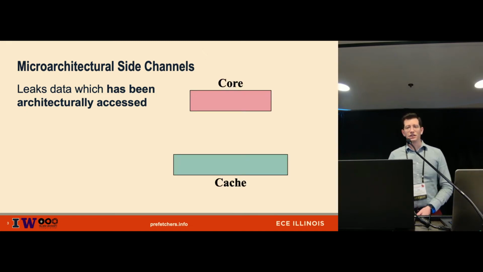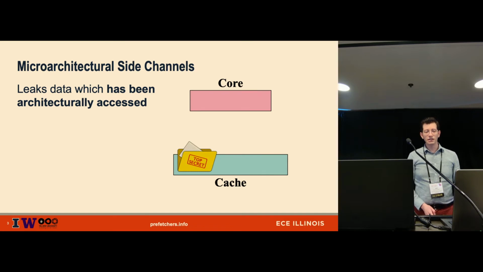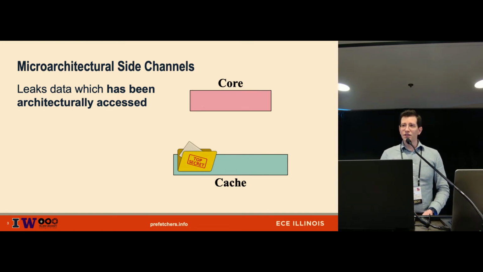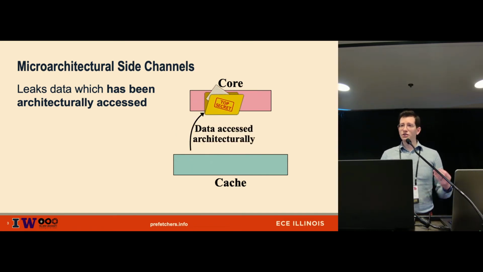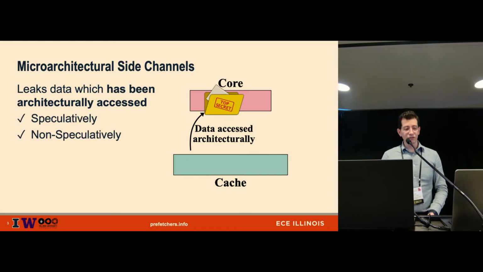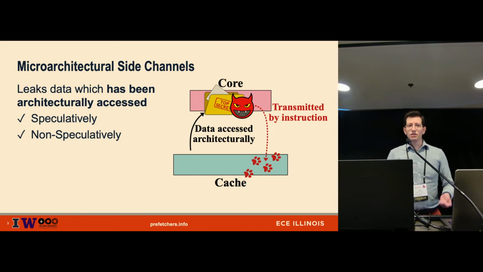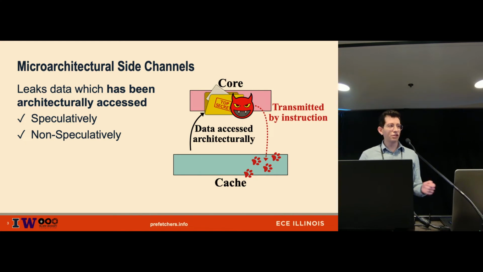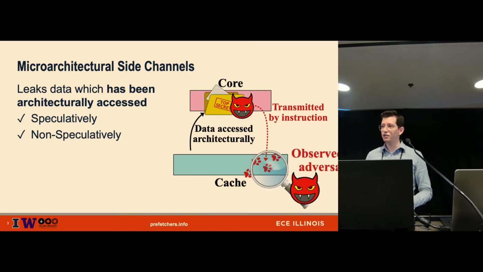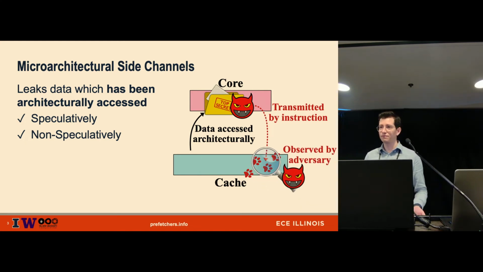Consider a cache side channel attack, where the adversary is targeting this secret. First, the data is going to be read into the core, either speculatively or non-speculatively. And then it's going to be acted on by an instruction. This action is going to change resource usage in an operand-dependent fashion. In this case, that might be through the use of the secret as an offset into an array. This operation leaves behind a trace in the cache, which an adversary can then observe.